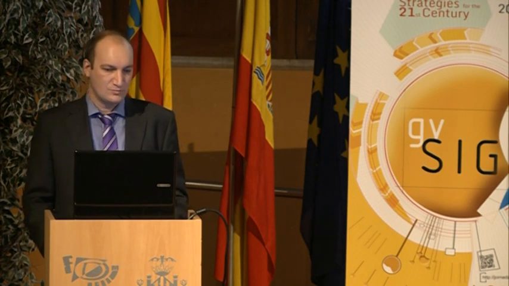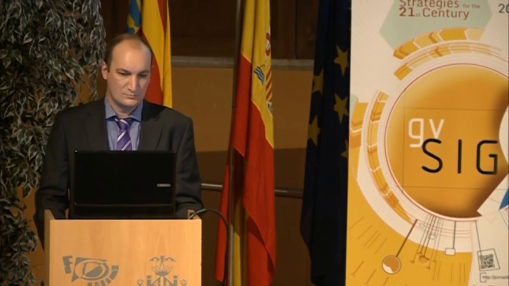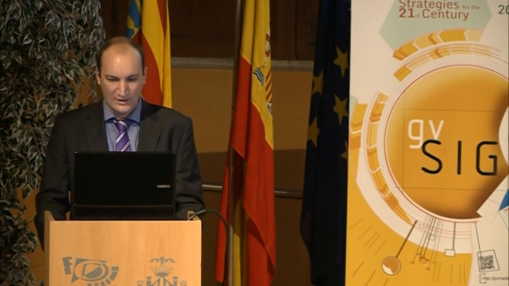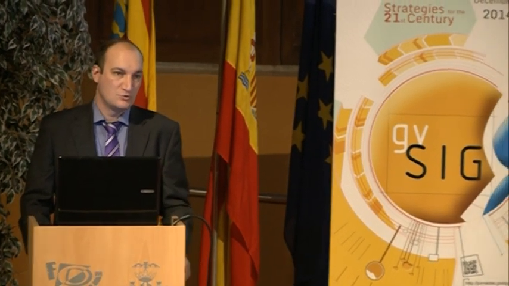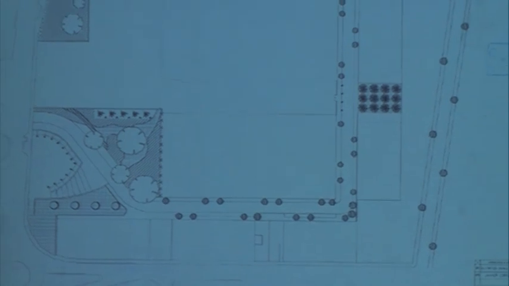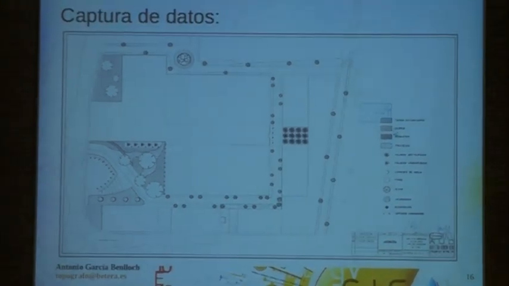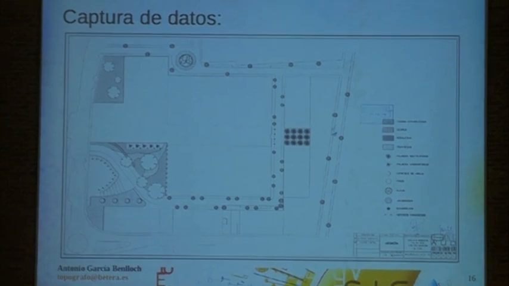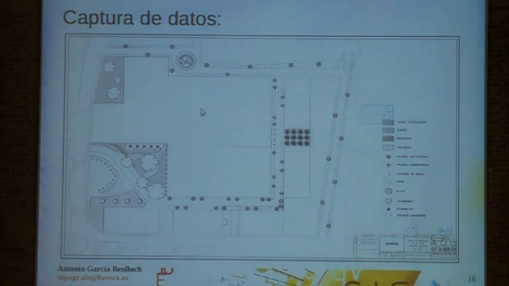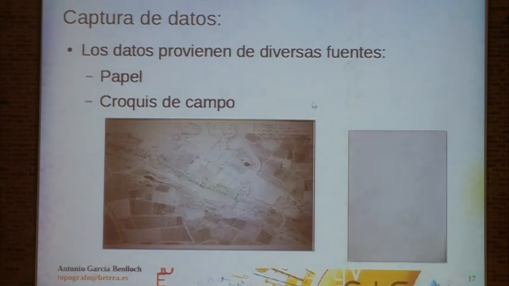The capture of data, of course: we have plans or drawings on paper, and that is called gardening. That's the name. So this is the plan that we have. There is no other information. We should go to the place and do an inventory of how many square meters of grass do we have, and the plan is doing this, but we have to reference it and digitalize it.